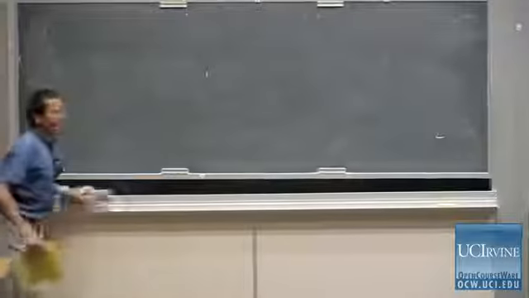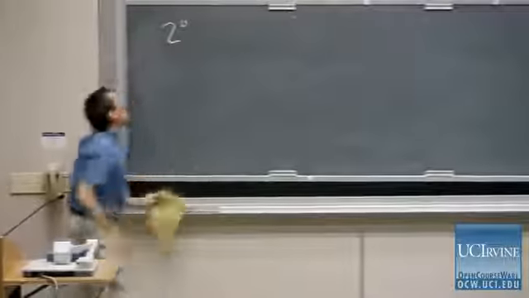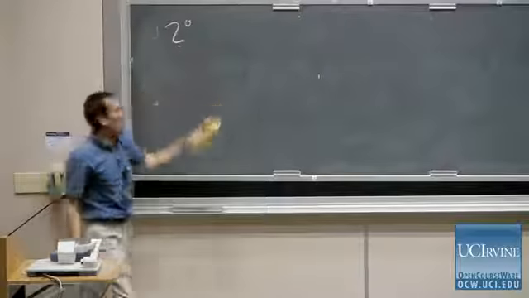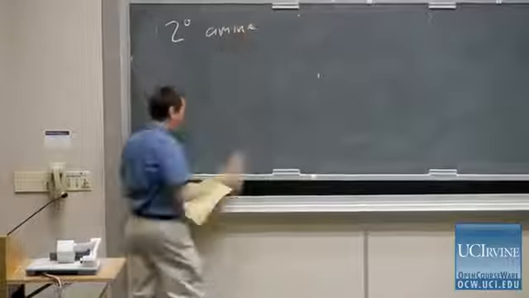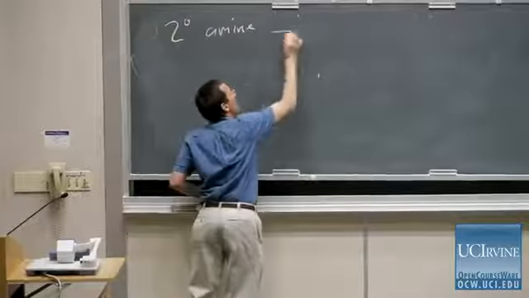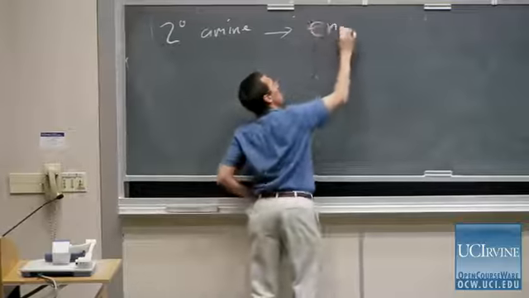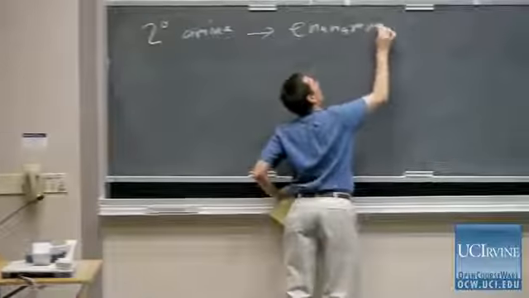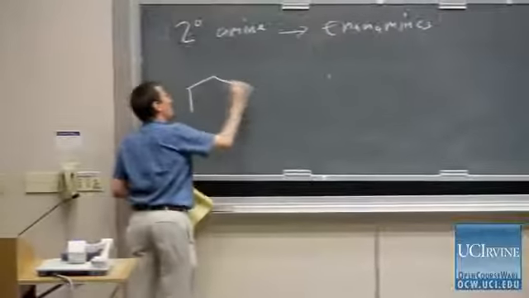When people get tired of writing out long words like primary and secondary, they'll often use a degree symbol. So 2-naught amine is a shorthand for secondary amine. And secondary amines with ketones or aldehydes go to a species called enamines. And I'll give you an example of this reaction first.